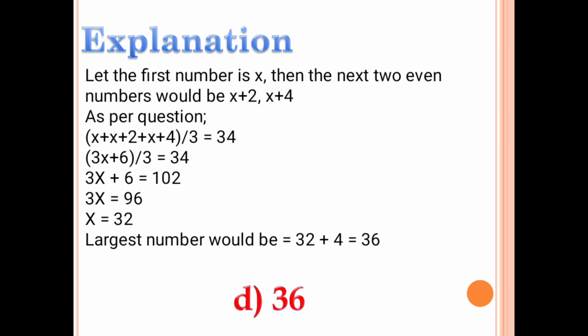Now we can bring this 3 to the right hand side. We get 3x plus 6 is equal to 102. Then if we bring 6 to the right hand side, 3x is equal to 102 minus 6, that is 96. Then what will be x? x is equal to 96 divided by 3, so the x value is equal to 32. So 32 is the first number. Then the next number is 32 plus 2, that is 34. The other number is 32 plus 4, that is 36. So among these three, which one is largest? 36.